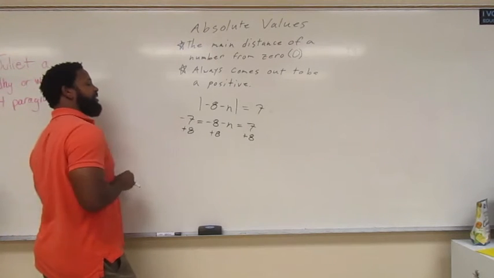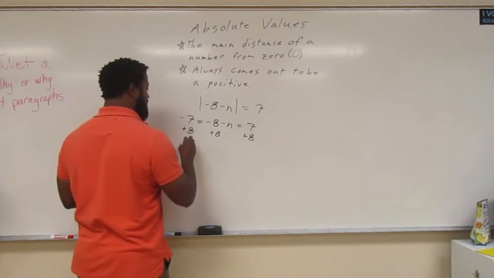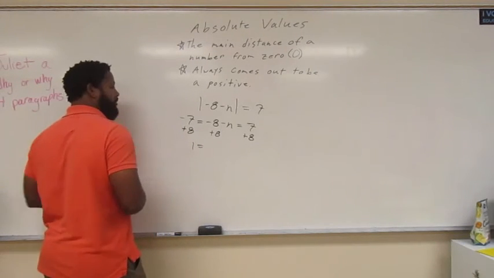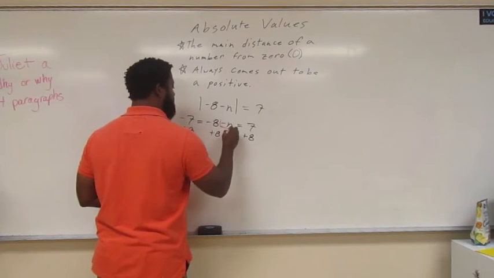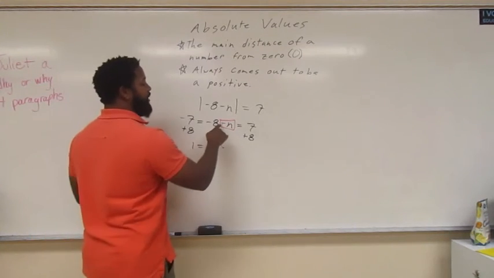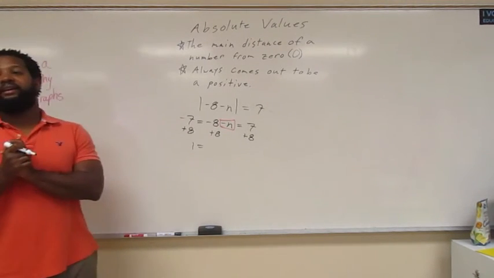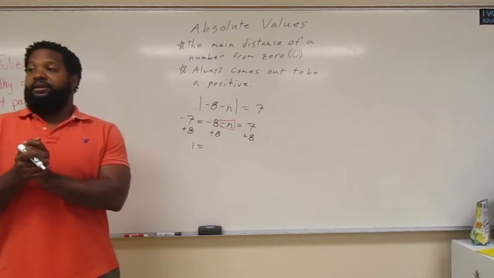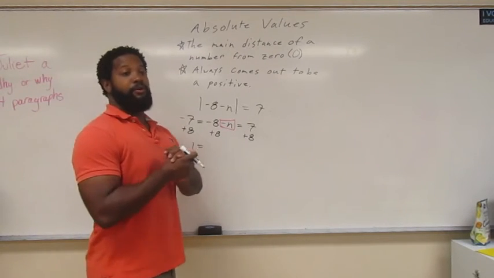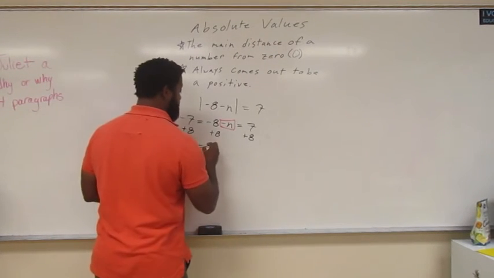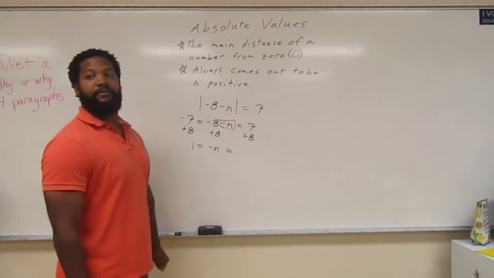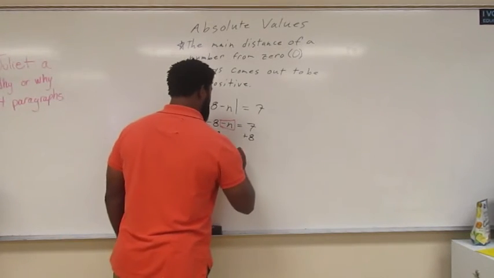What is -7 plus 8? 1. That would be 1. Now, when you bring down the n, it equals -1n. This is a negative n. You must bring that down. Remember, the minus sign and the negative sign both go hand in hand. They both mean the same exact thing. So you have a negative n equal to, what's 7 plus 8? 15.